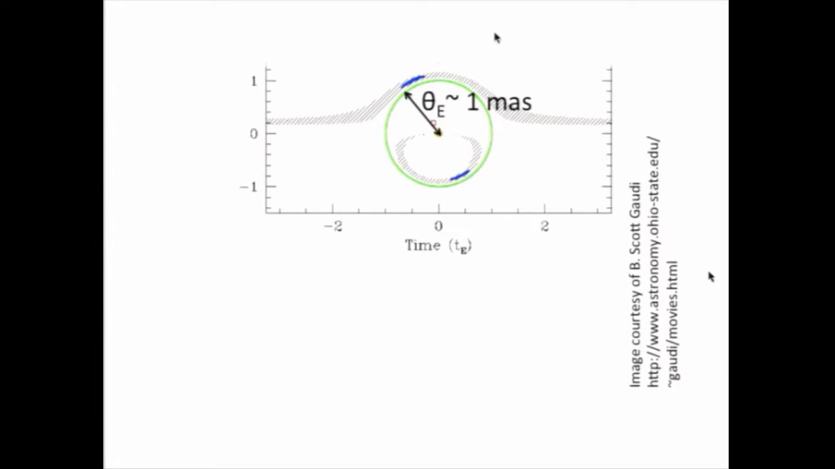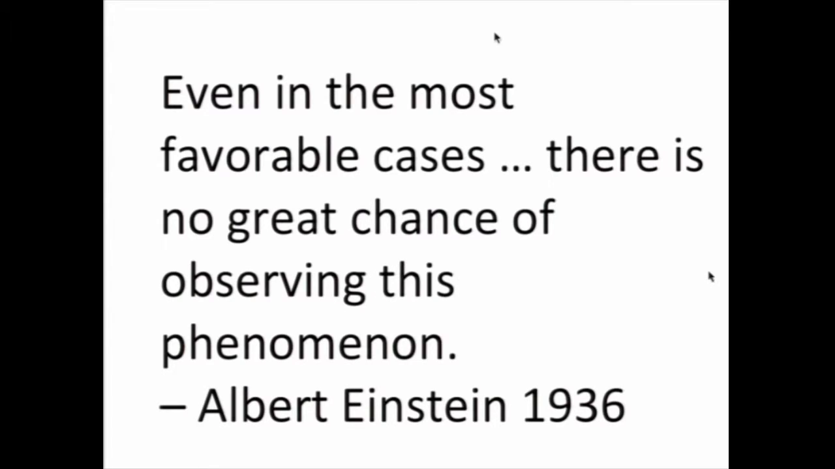And in fact, it's so rare that when Einstein first wrote about microlensing in 1936, he said, even in the most favorable cases, there is no great chance of observing this phenomenon. No great chance. So he just wrote this and he was just like, we're done. You know, I mentioned it, we discussed it, we're done.